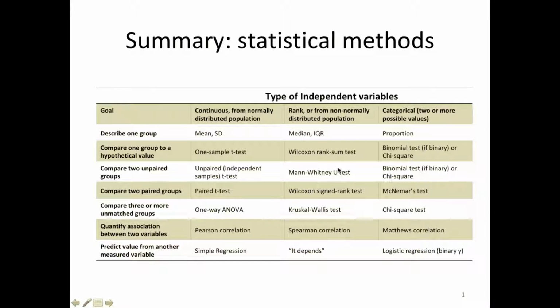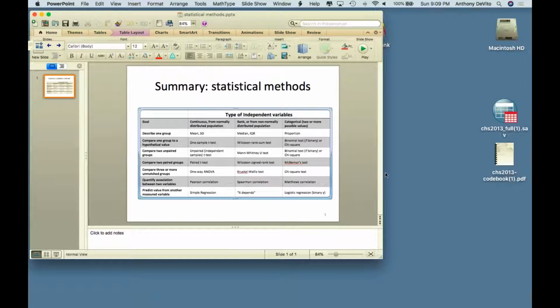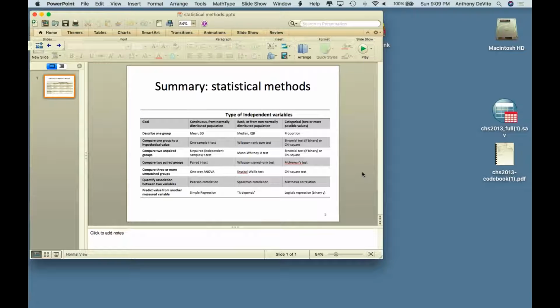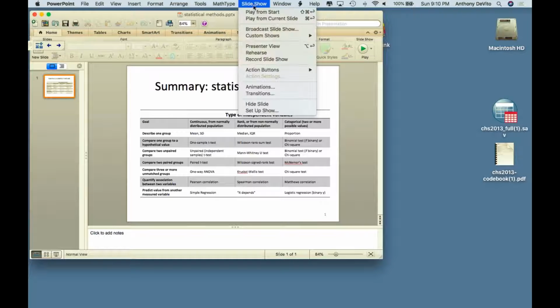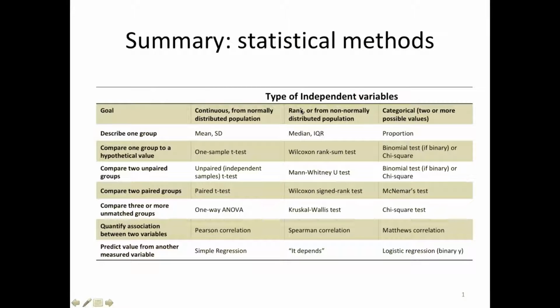Do I have it here? Quantify patient's correlation. That's one sample t-test. Don't see it here. Oh, I guess I left that one out. Okay, so you would use chi-square there. Oops, let me play this again. You would use chi-square in that case. And, oh, here we go.